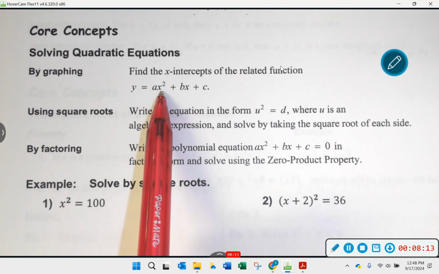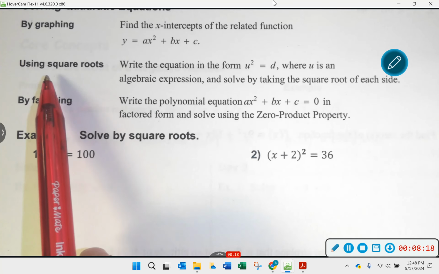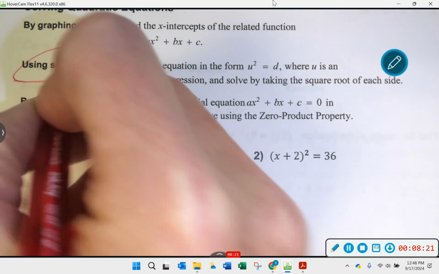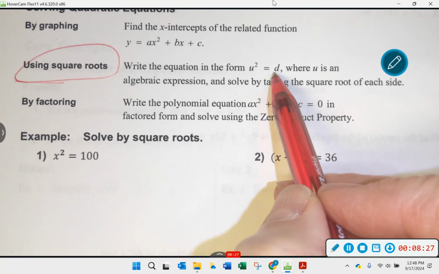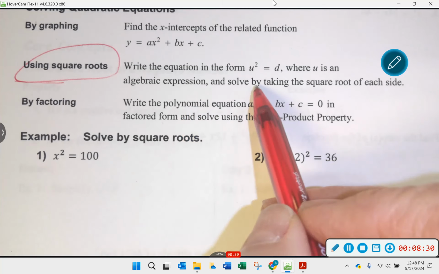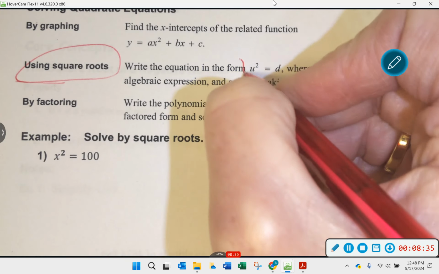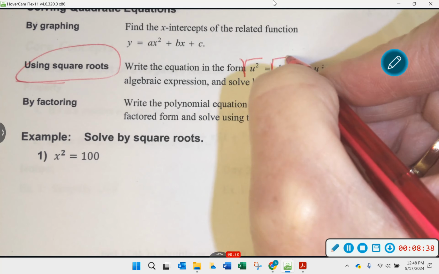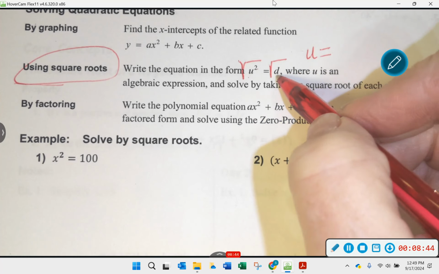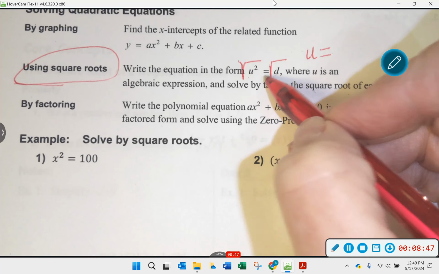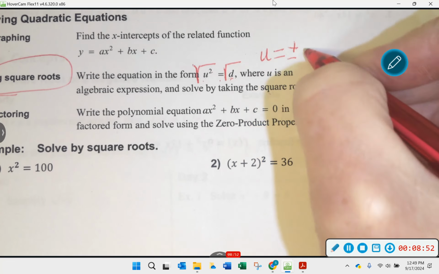Graphing, we're going to talk about that a little bit later. I showed you on the calculator how you could do graphing. The big method we're going to use today is this one, using square roots. If we have an equation in the form u squared equals d, where u is an algebraic expression, we can solve by taking the square root of each side. So I can solve this by taking the square root here and the square root here. So the square root of u squared is just u. What did I say we have to put in front anytime we have an equation and we take a square root? Plus or minus. So this answer would be u equals plus or minus radical d.